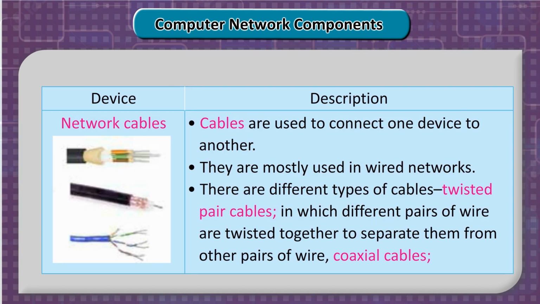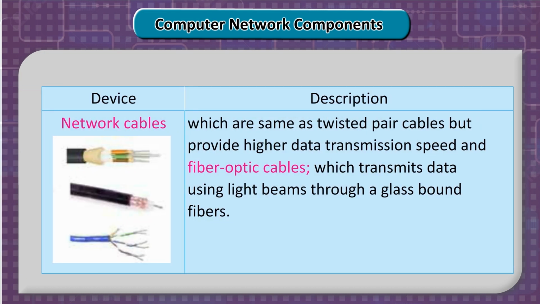Network cables. Cables are used to connect one device to another. They are mostly used in wired networks. There are different types of cables: twisted pair cables, in which different pairs of wire are twisted together to separate them from other pairs of wire; coaxial cables, which are same as twisted pair cables but provide higher data transmission speed; and fiber optic cables, which transmits data using light beams through glass-bound fibers.